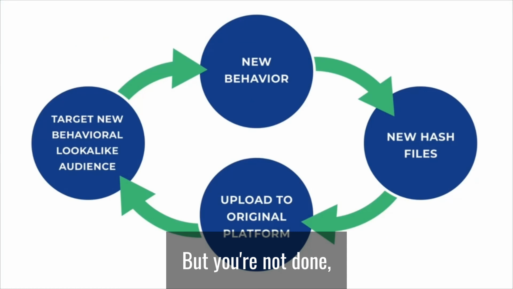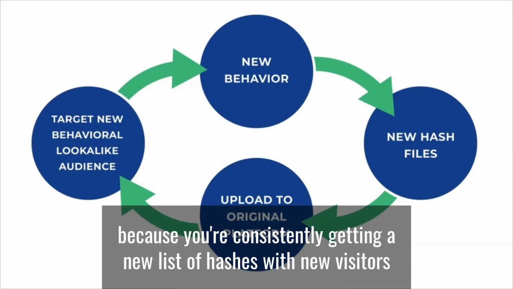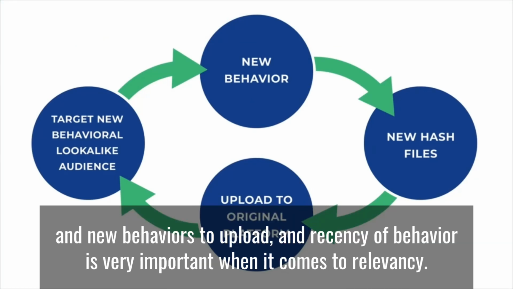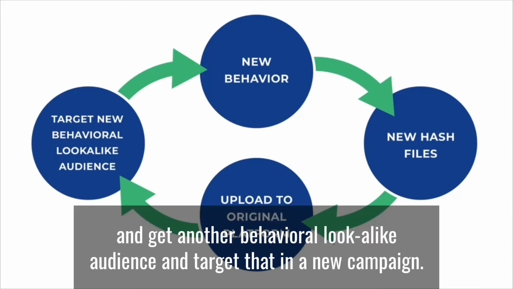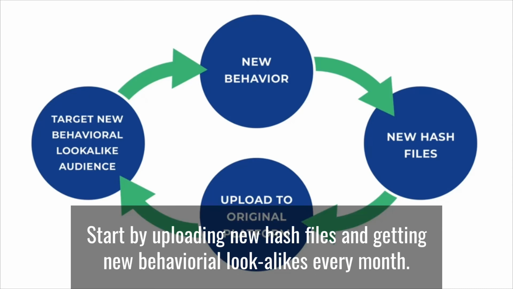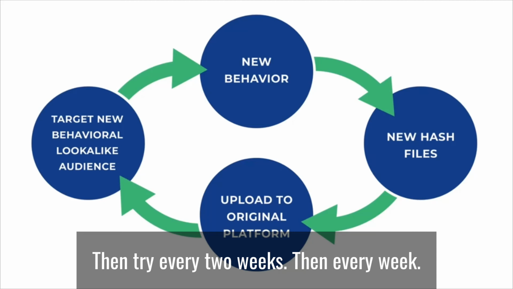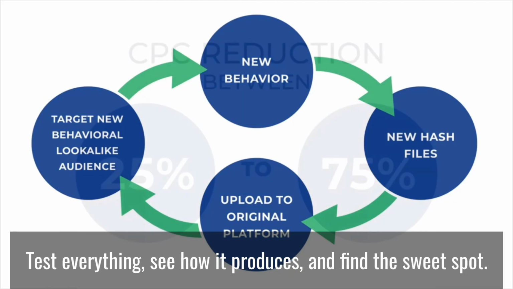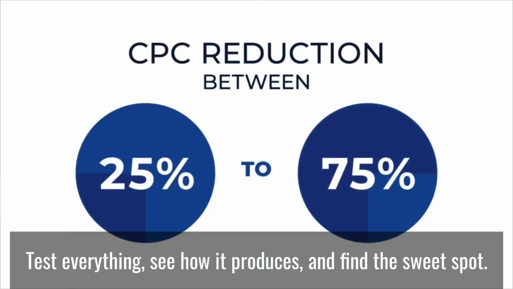But you're not done. Because you're consistently getting a new list of hashes with new visitors and new behaviors to upload. And recency of behavior is very important when it comes to relevancy. So upload those new hashes and get another behavioral lookalike audience and target that in a new campaign. Again, measure those results. Do this again and again. Start by uploading new hash files and getting new behavioral lookalikes every month. Then try every 2 weeks. Then every week. Test everything, see how it produces, and find the sweet spot.